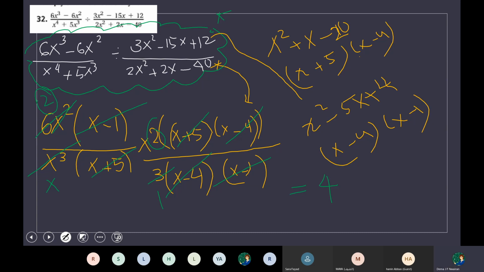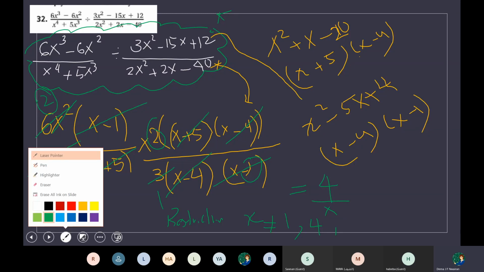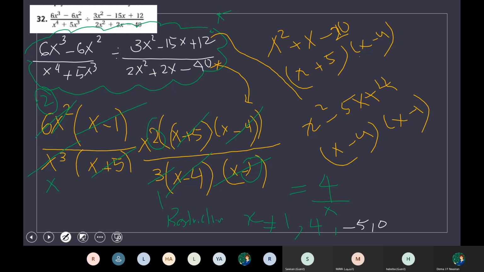Then, what are the restrictions here? Teacher, isn't it 4 over x? Oh, thank you. Yes, I forgot x here. So, the restrictions here, x cannot be 1, 4, negative 5, 0 also. From here, they are 4. From here, they are negative 5, and from here, they are 0.